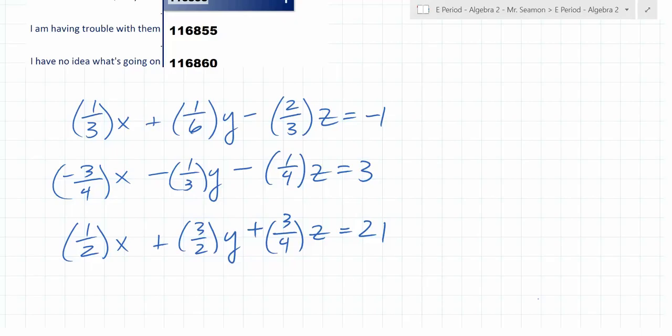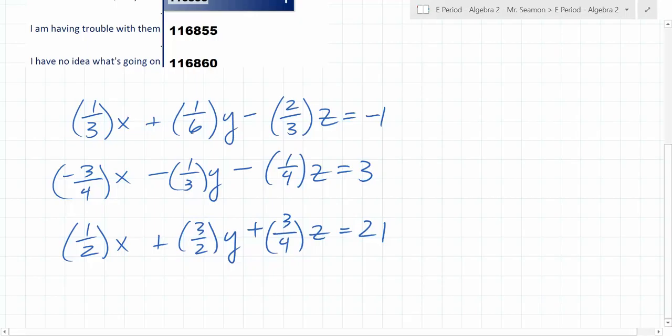Think of it in inverse. How are we going to clean this up? We should multiply each one by something to do what? Get rid of the fractions. At a minimum, it makes it easier to write. So let's do that right now.